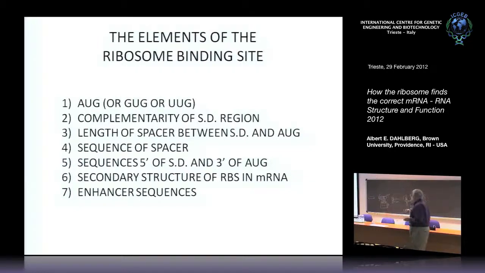So what are the elements of the ribosome binding site? AUG, or GUG, or UUG. Complementarity of the Shine-Dalgarno region, the length of spacing between the Shine-Dalgarno and the AUG, the sequence of the spacer, meaning the E site sequences of 5' of the Shine-Dalgarno, which is a poly-U tract, and 3' of AUG, which is the A site, secondary structure, and enhancer sequences.